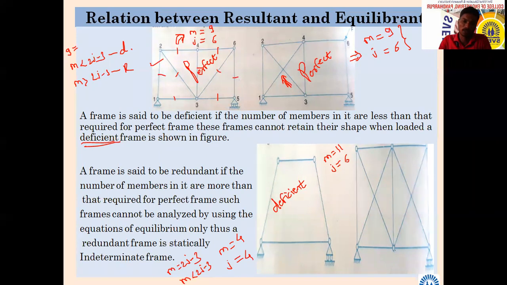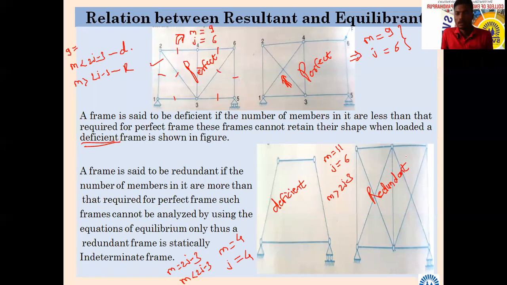Okay, just check. Put in the equation. What is happening? Greater than 2j minus 3. So what will be the type of frame? Redundant. Redundant frame.